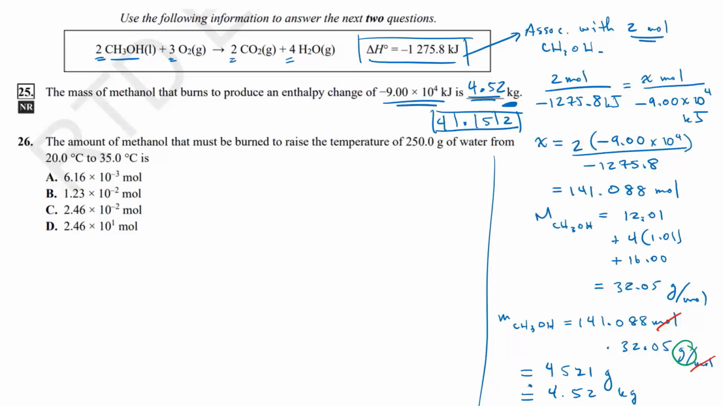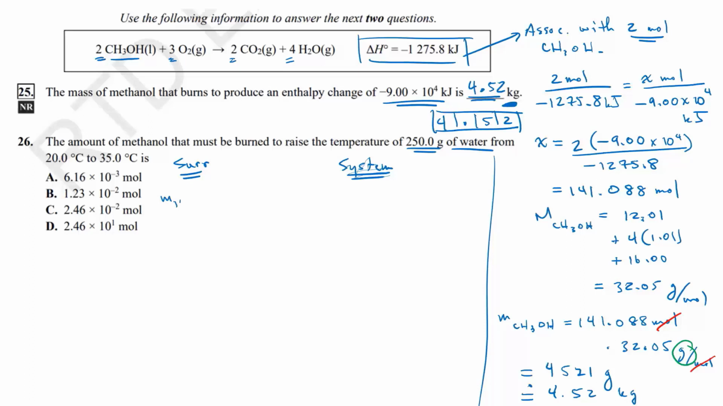Okay, so what about this last question? Well, this one's a little bit more hardcore calorimetry. We want to determine the amount of methanol that must be burned to raise the temperature of 250 grams of water from 20 degrees Celsius to 35 degrees Celsius. Just like before, what we're going to do is arrange our data values under surroundings and a system heading. Okay, so we have 250 grams of water.